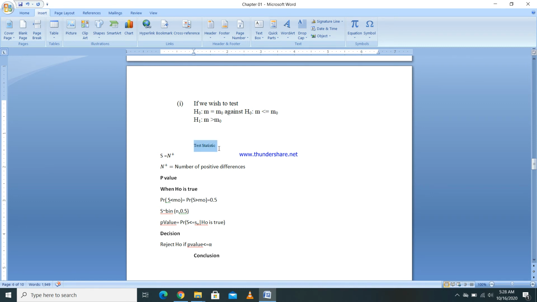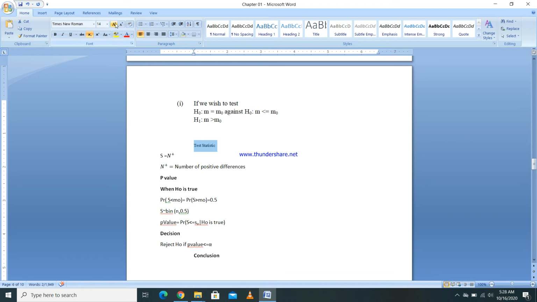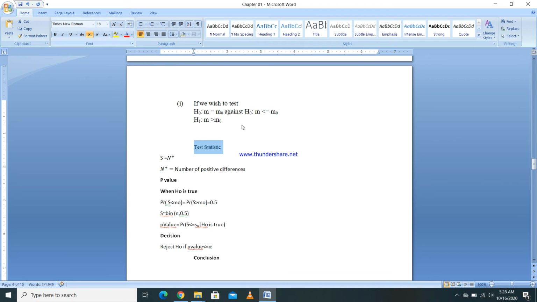When it comes to the test statistic here, we denote it again using capital S, and in this case it's equal to n minus. So what is n minus? N minus is the number of negative differences in your sample.